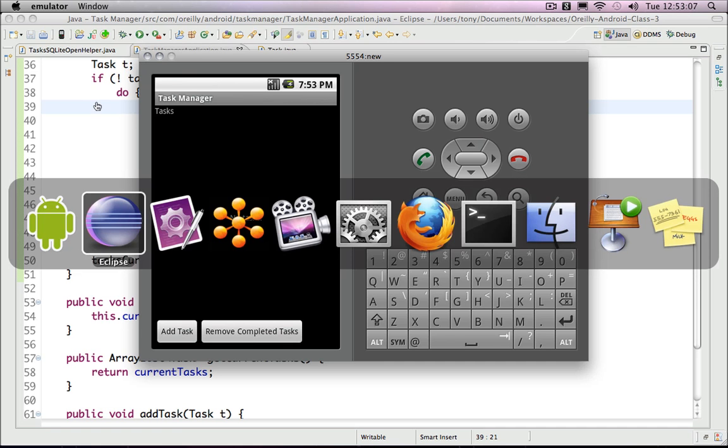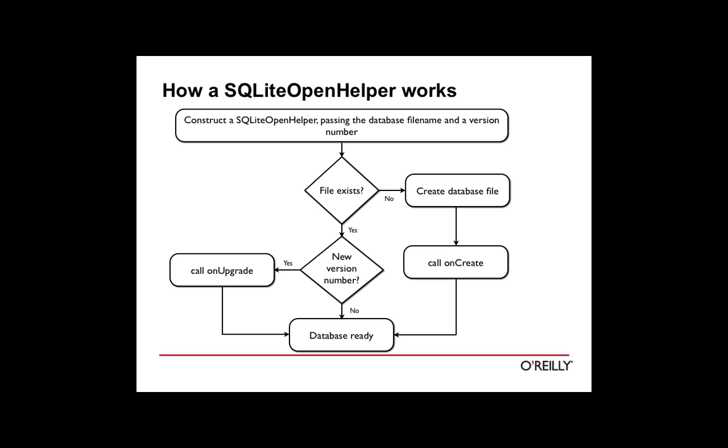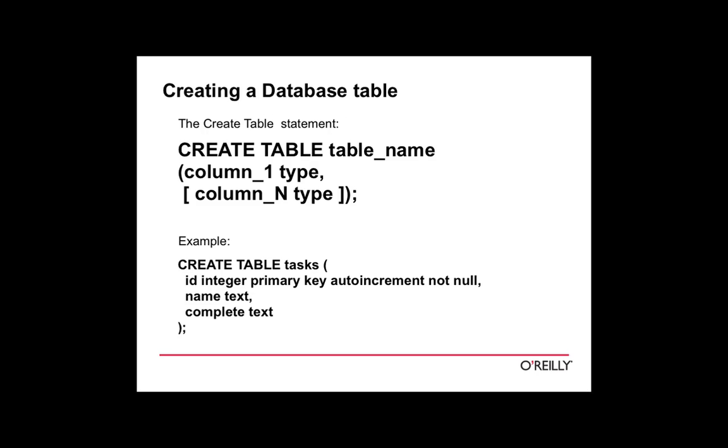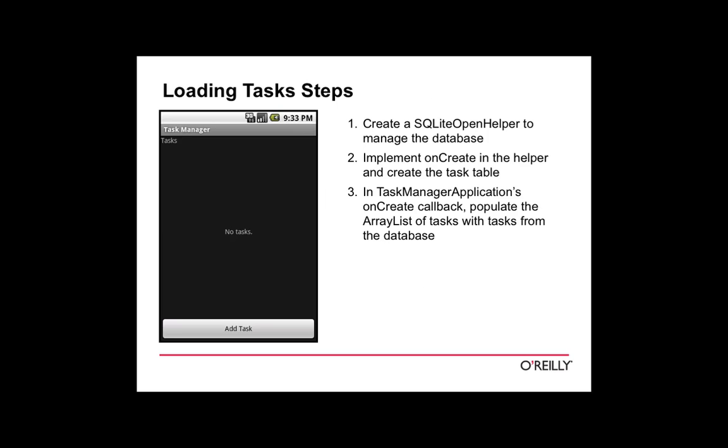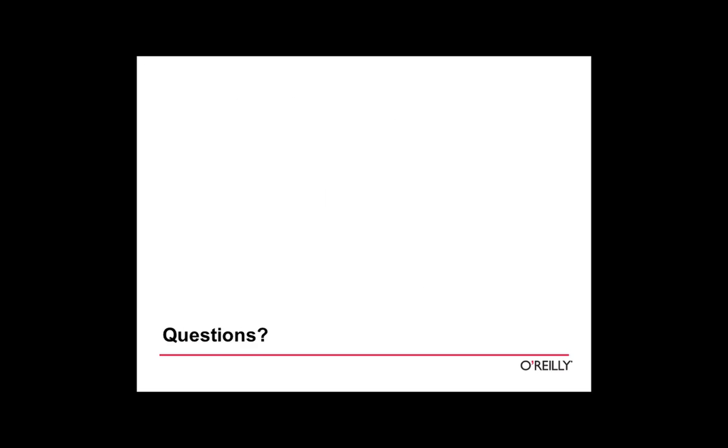Okay, so that was kind of a long segment, but let's talk through what we did really quickly. First of all, we created a SQLite Open Helper, which manages the database and versions for us. Then we created a database to store our tasks in with the create statement, and then we used a select statement to get data out of the database inside of the application. And we did all that in the onCreate, kicked off from the Task Manager application. So, are there any questions about those steps?